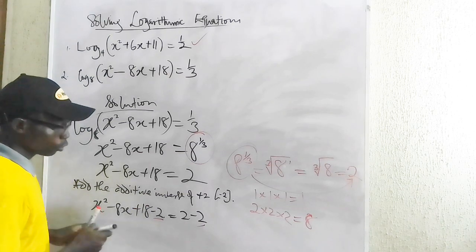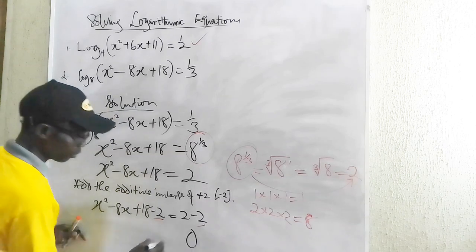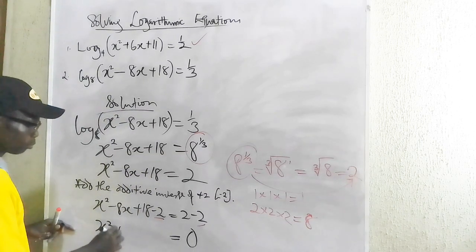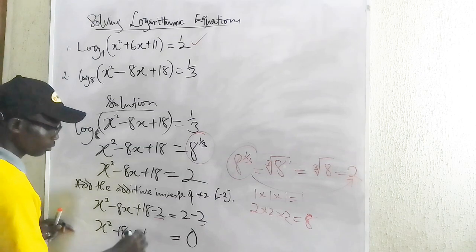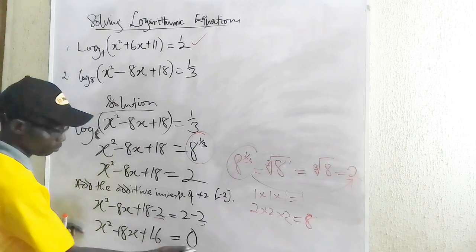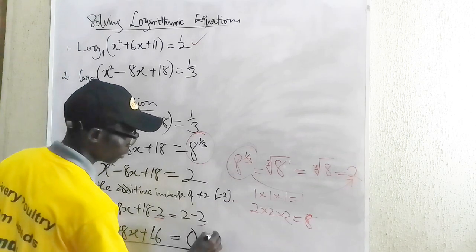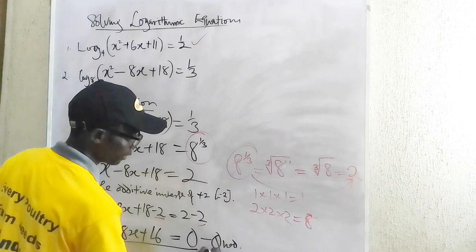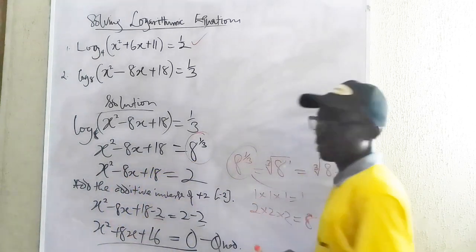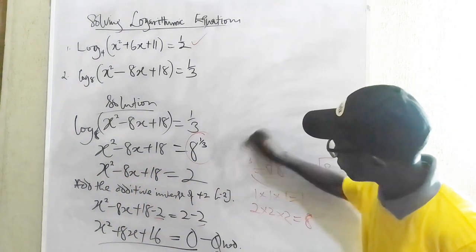So 2 minus 2 is what? 0. And what we have is x raised to the power of 2 minus 8x plus 18 minus 2, which is what? 16. So this is it. At this point we arrived at a quadratic equation. So we move ahead fast.